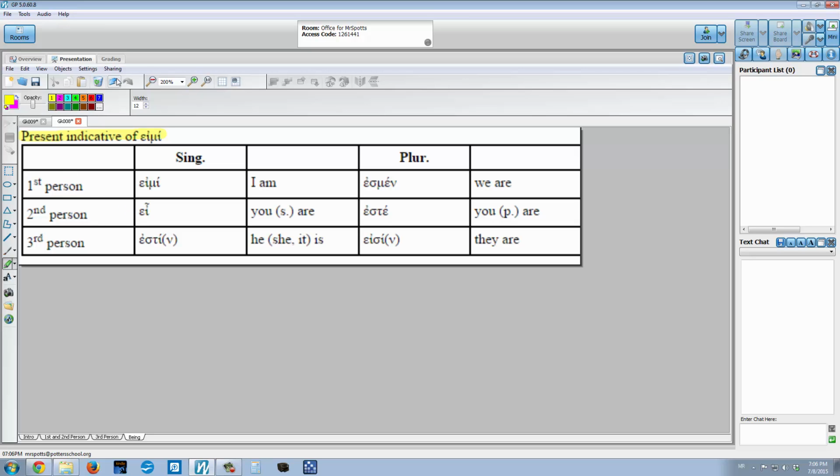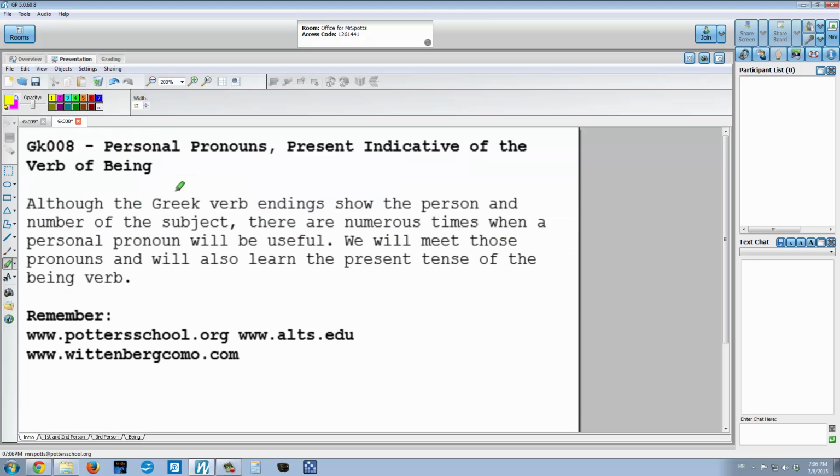A lot of times people will call it active, but it really technically isn't. I will never give someone a hard time for saying, oh, that's present active indicative of the being verb. But do realize at some point, no, actually it doesn't have voice. All right, so we've met the personal pronouns, ego, su, autos, and the present indicative of the verb of being, eimi.